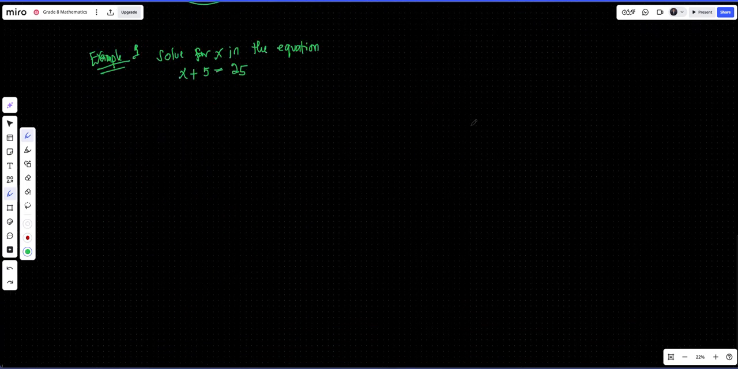So, ibig sabihin, if ganito yung problem natin, using the addition property of equality, we can subtract 5 here. We also have to subtract 5. So, in this case, cancel out itong dalawa kasi they have unlike sign. So, yung matira na lang is x. So, 25 minus 5, that is equal to 20. So, this means, ang solution natin, x is equal to 20.